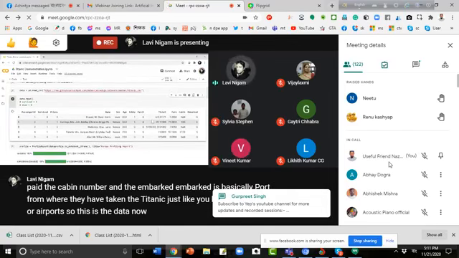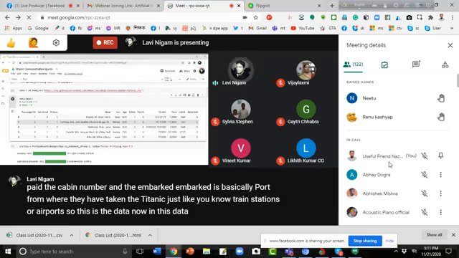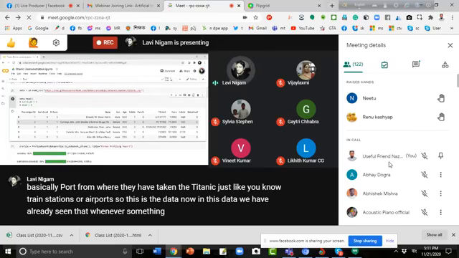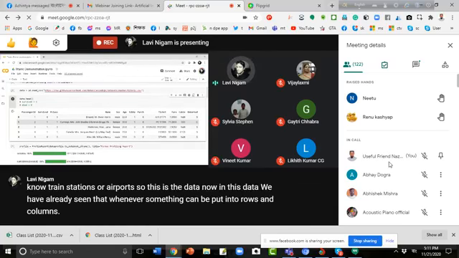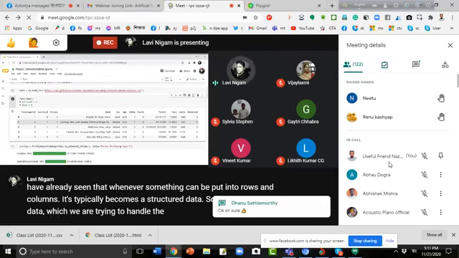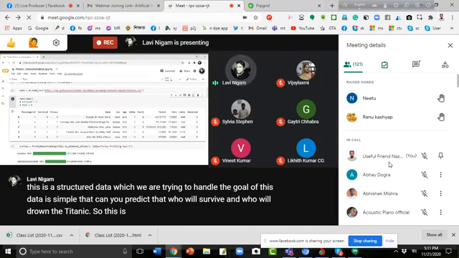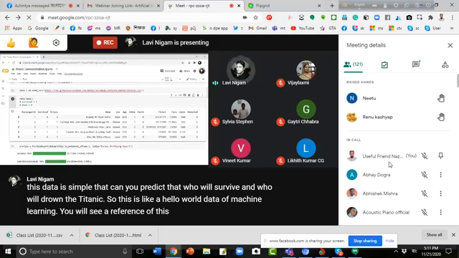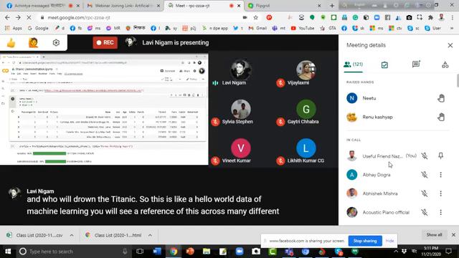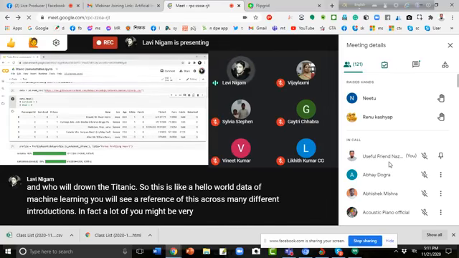Now in this data, we have already seen that whenever something can be put into rows and columns, it typically becomes structured data. So this is structured data which we are trying to handle. The goal is simple: can you predict who will survive and who will drown on the Titanic? This is like the hello world data of machine learning. You will see a reference to this across many different introductions.